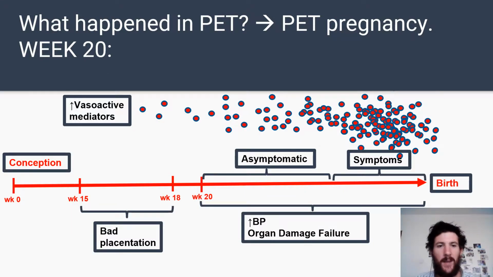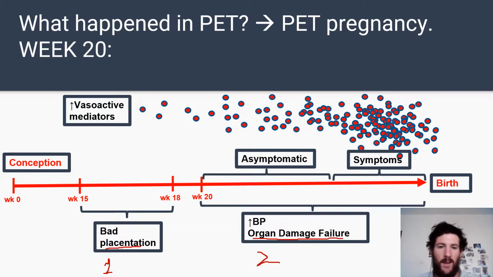Here, I make this timeline only to summarize and emphasize what happens in preeclampsia from conception until the birth. From conception until week 15, there are no problems. From week 15 to 18, it's important to recognize the first important process, that is the bad placentation process. And the second important process to recognize is the organ damage failure process. So these two processes are very important to recognize.